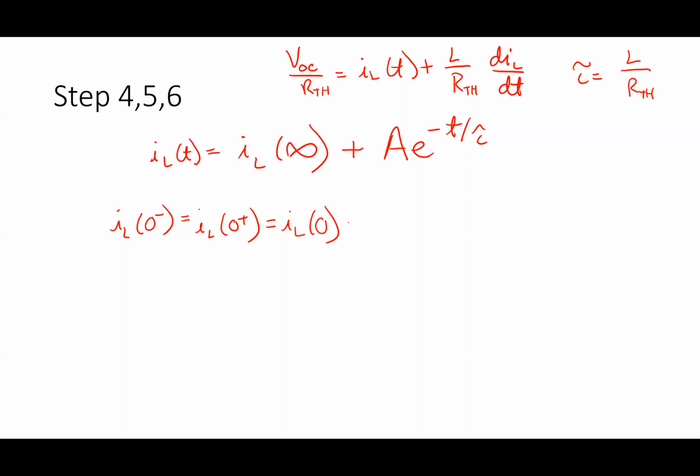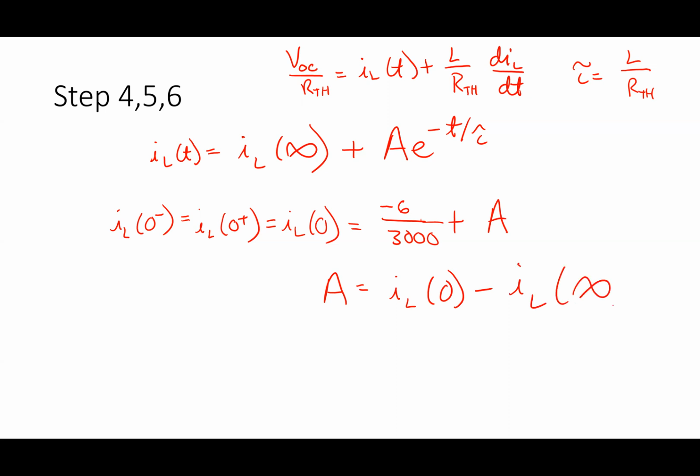Okay. So basically, I know what that number is. IL of 0 is known to me. IL of infinity was negative 6 over 3,000, plus A times e to the negative t over tau. So what's e to the negative t over tau? Well, if t is equal to 0, what's e to the 0? 1. So basically, A is equal to IL of 0 minus IL of infinity. Like that. And I got my answer. Now we can put numbers into all that stuff, and we have to. But that's our basic process. Okay. Questions about what I did there?